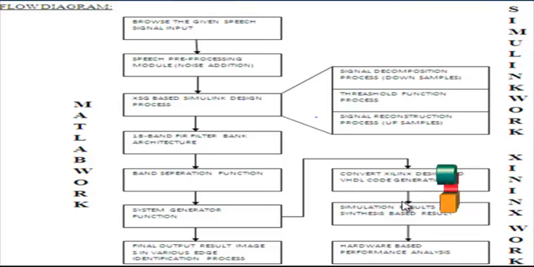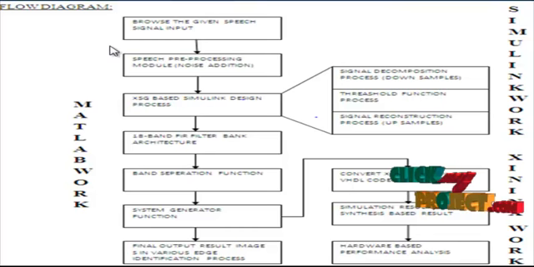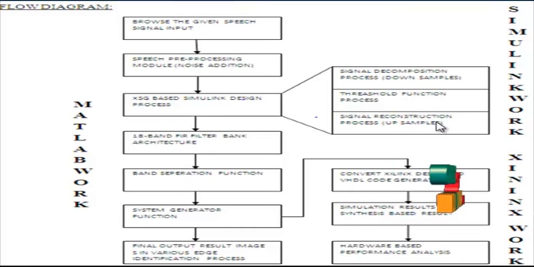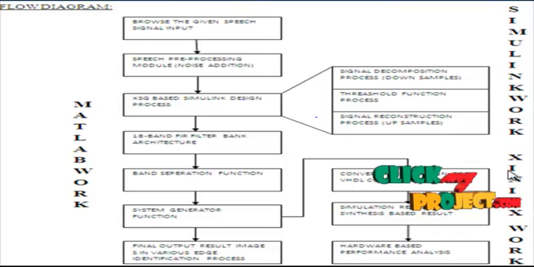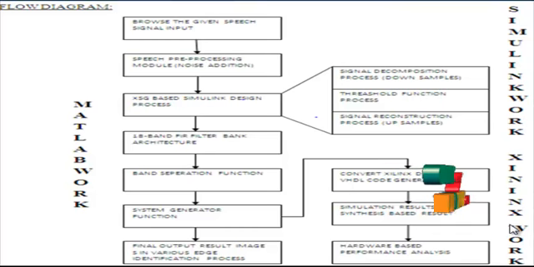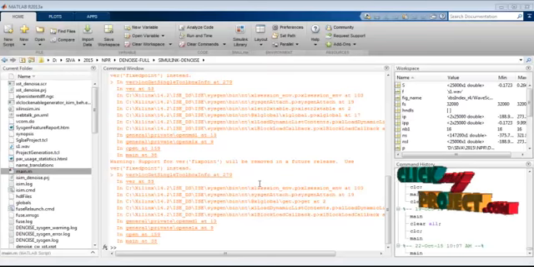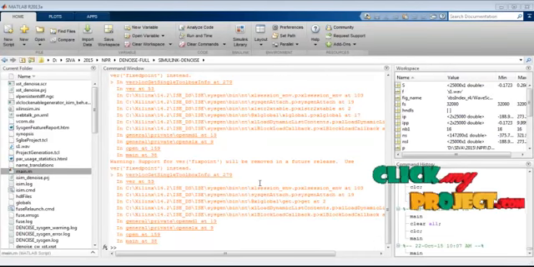This is the flow diagram for the overall product. These designs are applied to the MATLAB works, and these three works are applied to the simulation work, and these three works are applied to the Xilinx works. This is the final process. Next, we see the final output for the product.